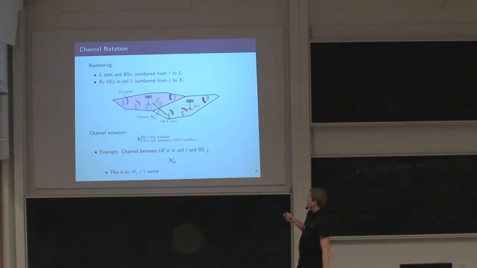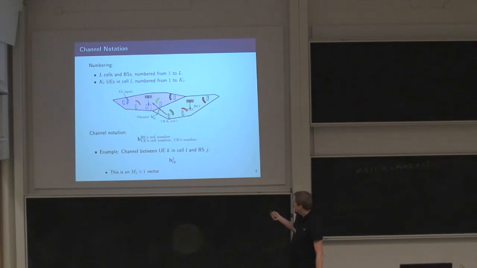In terms of numbering, we have L cells, and we also then have L base stations, because there's one base station per cell. We number them from 1 to L. There are K_L users in cell L. These are numbered from 1 to K_L. And if you look at the intersection between two different cells, I denote these channels in the following way. I use h for channels, and not g, as Eric was using earlier today. Then as a superscript, I put the base station cell number, so that is one of these 1 to L.